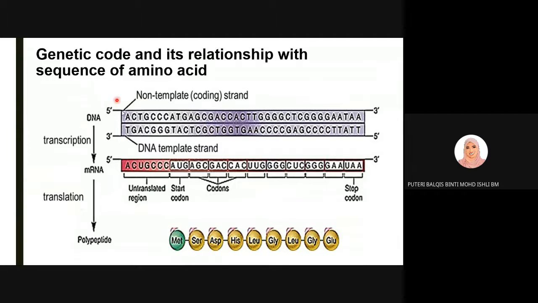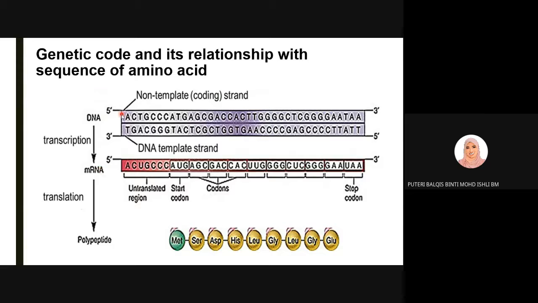Alright, so this is genetic code. DNA is anti-parallel. Maksud anti-parallel, dia run from 5 prime to 3 prime, 3 prime to 5 prime. And DNA being anti-parallel is important for the process of DNA replication. For protein synthesis, we're going to transcribe DNA to mRNA. Maksudnya kita akan copy, kita akan transcribe DNA to mRNA.